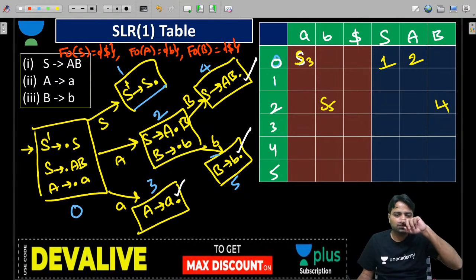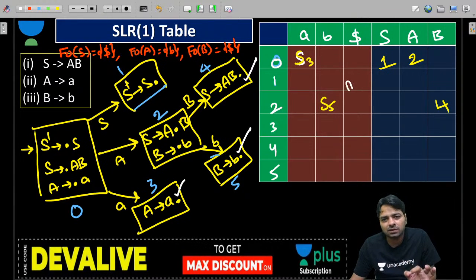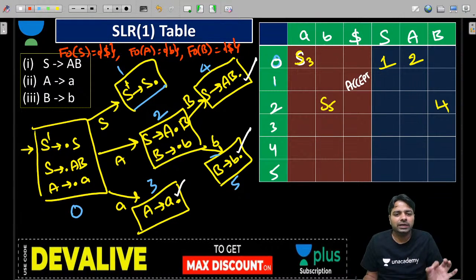Only 3 tick marks now remaining. You know, S' derives S dot, that is accept. Don't worry much about it. Okay, now start doing it, guys.